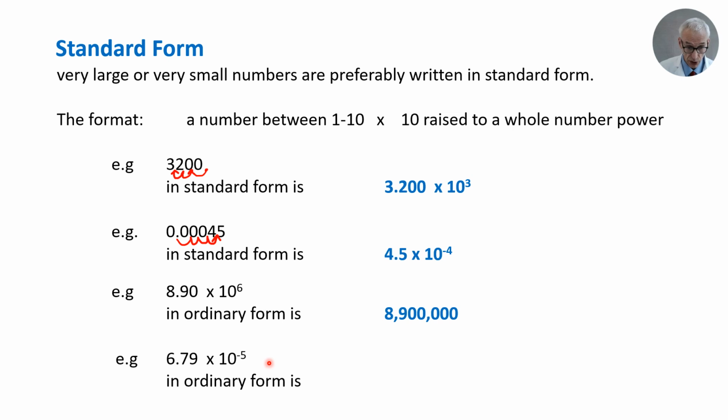What about 6.79 times 10 to the minus 5? What is that in ordinary form? If you've written your answer, I'm going to reveal, otherwise pause. Okay, so that's 0.0000679. I've moved the decimal place 5 times to the left. I've divided by 10 5 times.